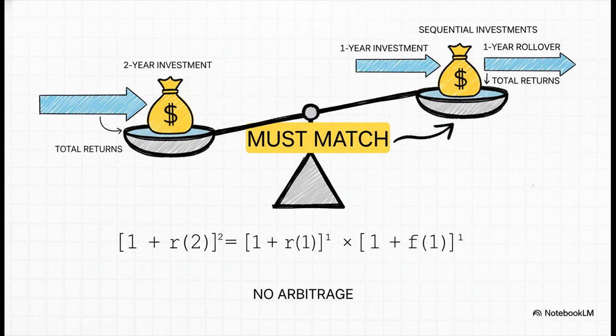To figure this out, we use the forward rate model. And the core idea here is something called no arbitrage, which is a fancy way of saying there's no free lunch. The return you get from investing for 2 years straight has to equal the return you'd get from investing for 1 year and then reinvesting that money for a second year at the forward rate. The two paths have to lead to the same result.